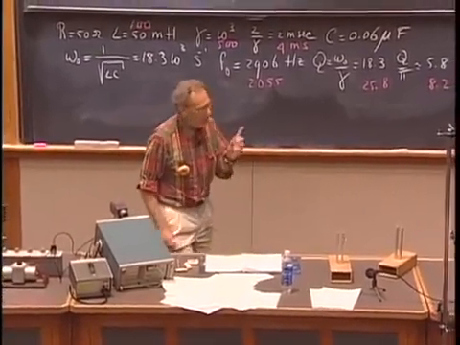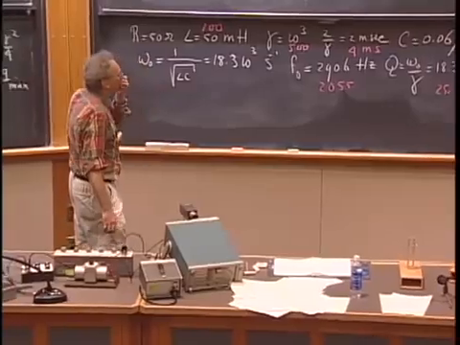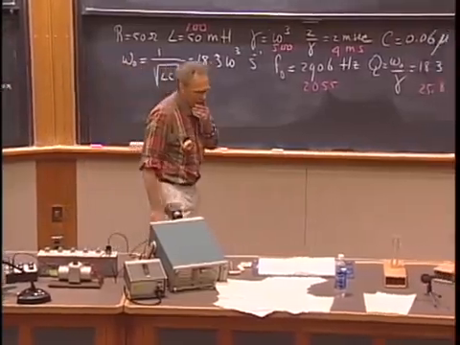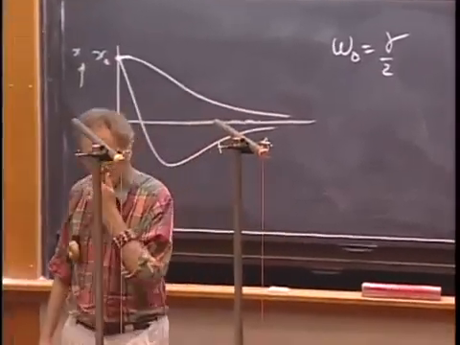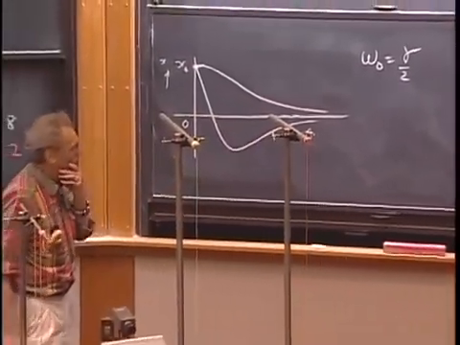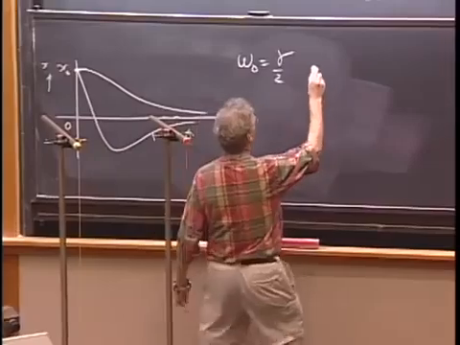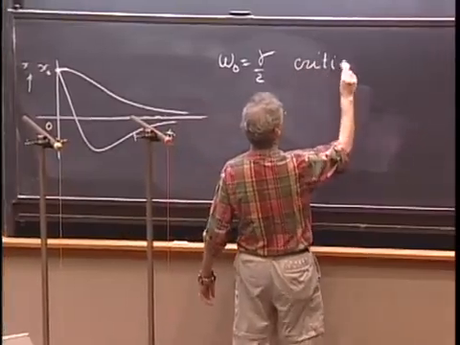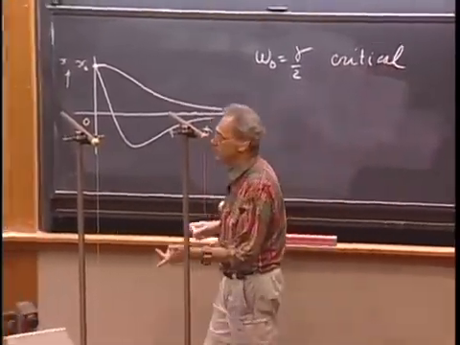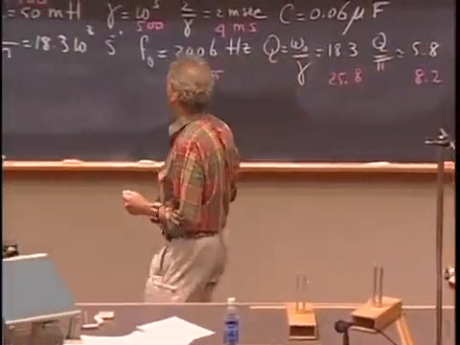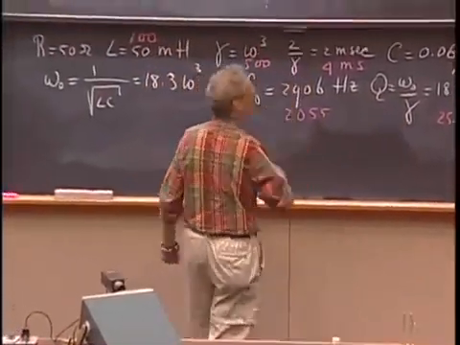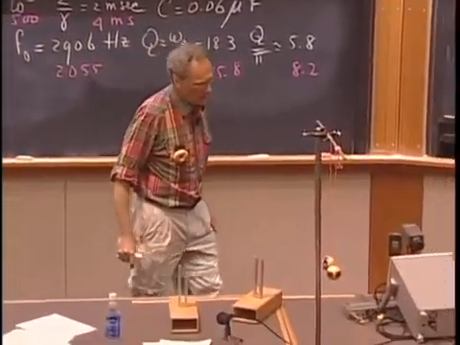There is one more case, which is a very special case, and that is when omega 0 is exactly gamma over 2. And that's called critical damping. So we have 3 domains: underdamping, we did that in detail, then you have overdamping, which gives this solution, and then you have critical damping.